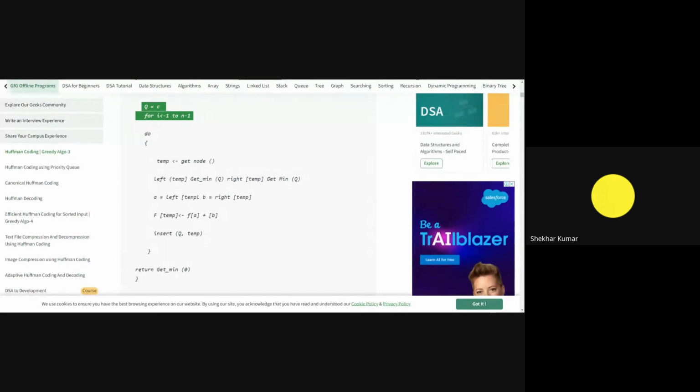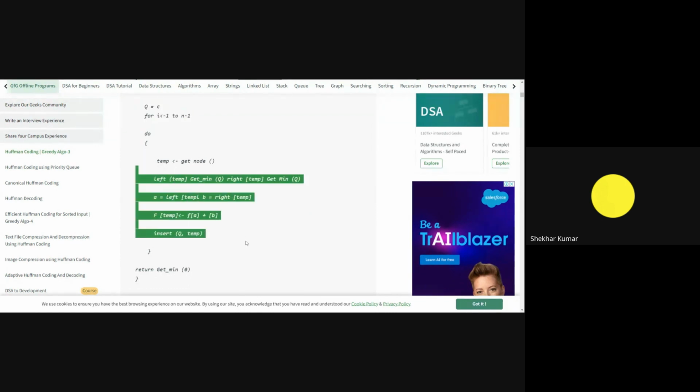It means I'm arranging the elements in ascending order, from minimum to higher. I'm arranging all the elements from low to high. Every time I'm taking two minimum elements. It means I'm sorting all the elements according to their minimum value, according to the ascending order.